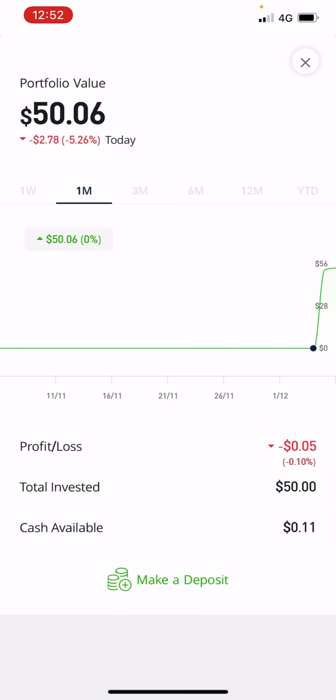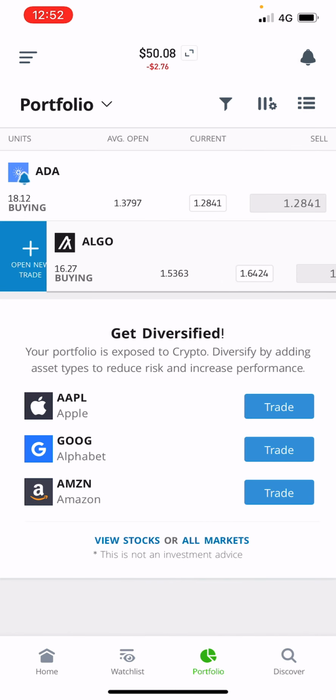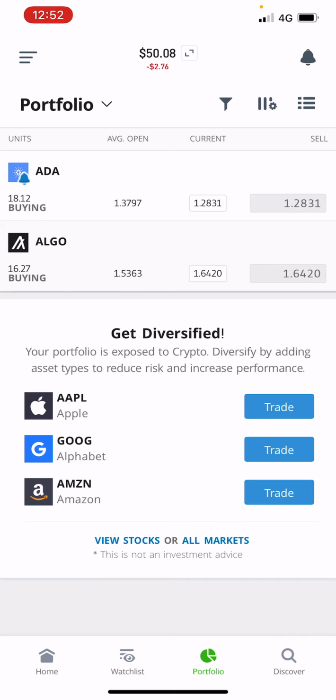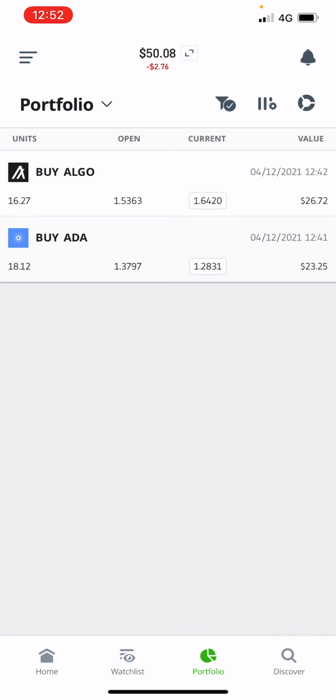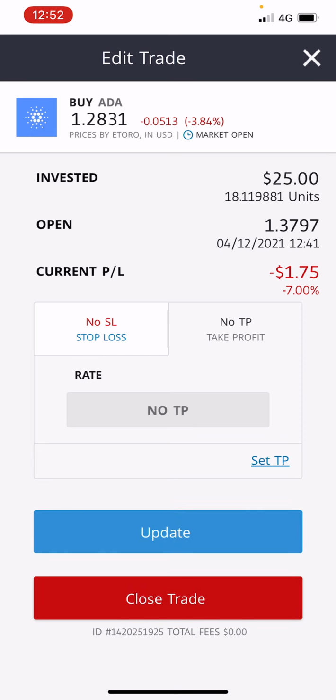When I first opened it, I didn't know how to set a limit buy order or limit sell order, or close a trade automatically when it goes to a certain point, be it winning or losing. So if we go to portfolio, and if we click on the three bars, this is where we're going to go. And then if I swipe any of these to the right, I have TP. This is what I found out today. If I click on TP to take profit, it says no TP set, so I can set TP.